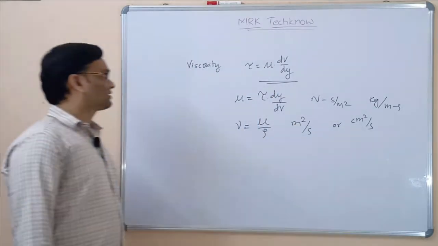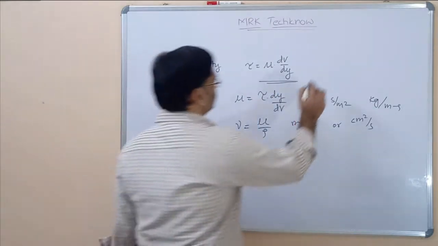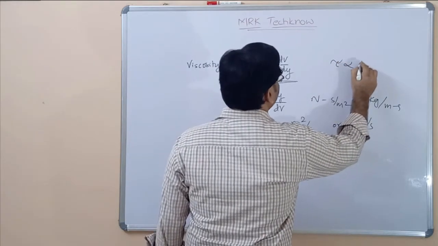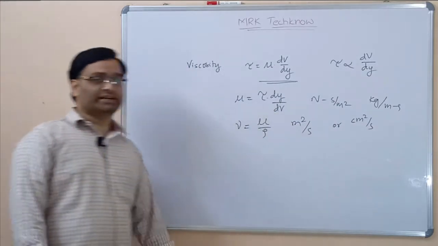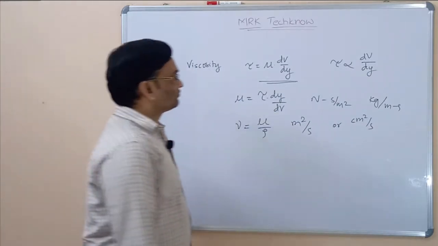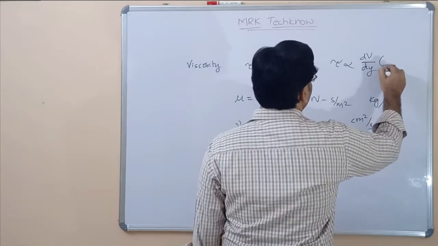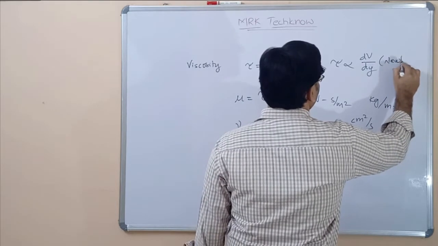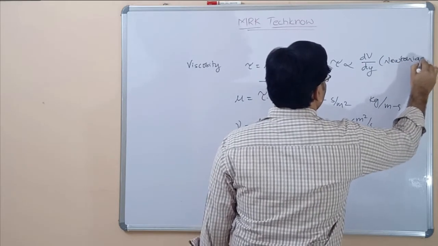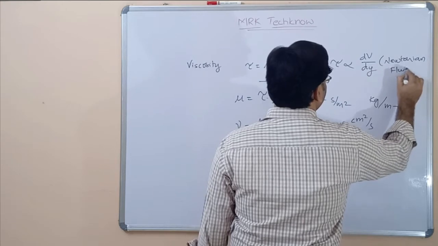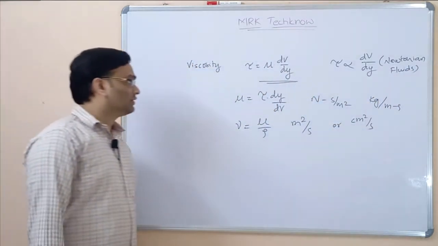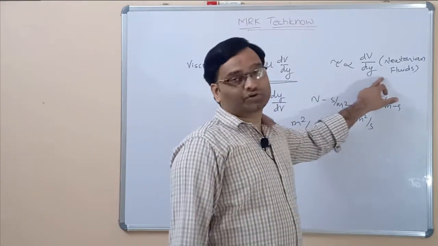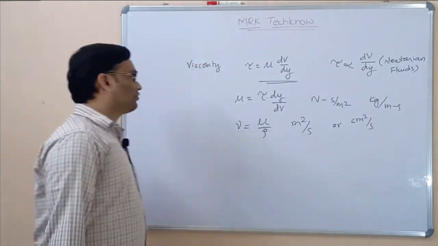So based on this, whenever a shear stress is applied on a fluid, it should have a velocity proportional to the velocity gradient dv by dy. Such kinds of fluids are called Newtonian fluids. Whatever we generally see in our lifetime, we mostly deal with Newtonian fluids and non-Newtonian fluids.